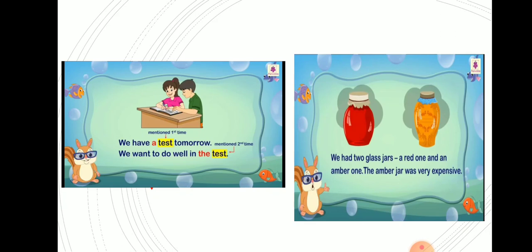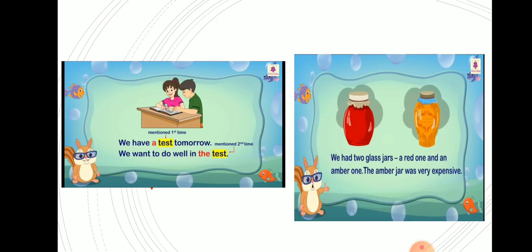Amber, color जो आपका हल्का orangish color लिए होता है. Amber, amber, तो vowel sound आ रही है. So we have used an before that. अब हम दोबारा उस amber jar के बारे में बात कर रहे हैं. So we already know which jar we are talking about. So it will be: the amber jar was very expensive.